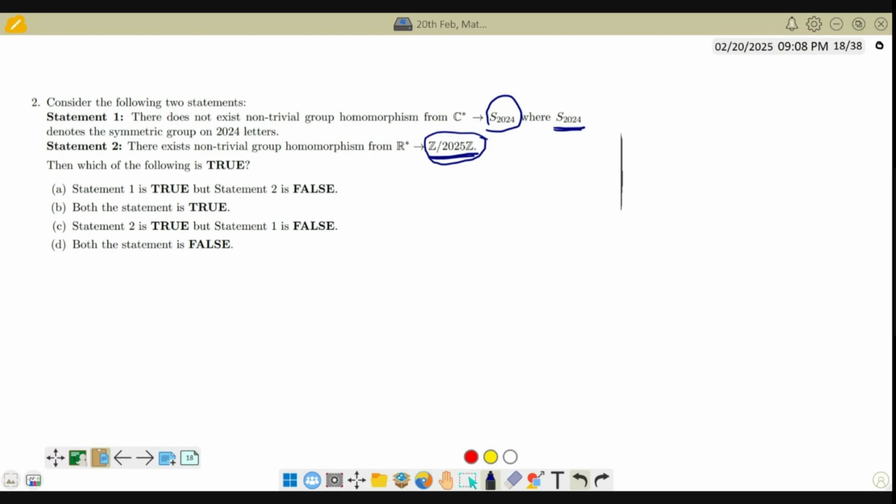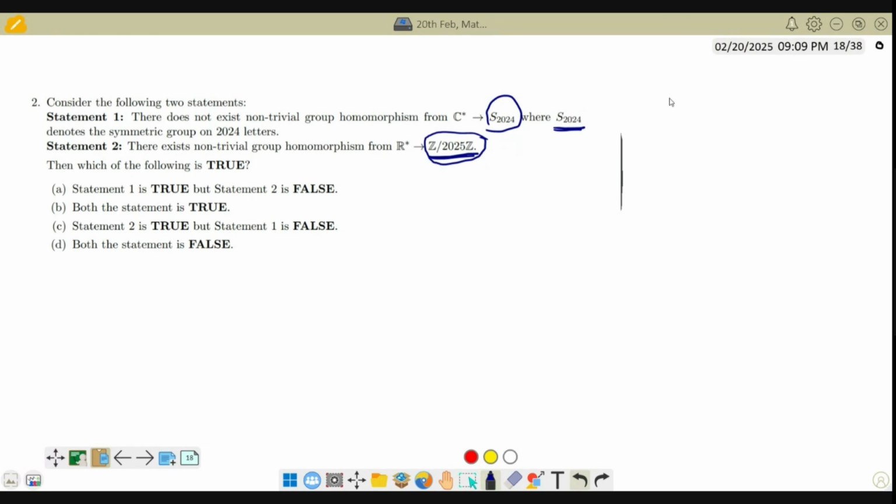Sir, both of them are finite groups. Yeah, that's one thing. In the codomain, both of them are finite. Yes. And from the first isomorphism theorem, we know that C star by kernel should be isomorphic to image. Good. So that's the first step. Whenever you have such a thing, try to use the first isomorphism theorem.